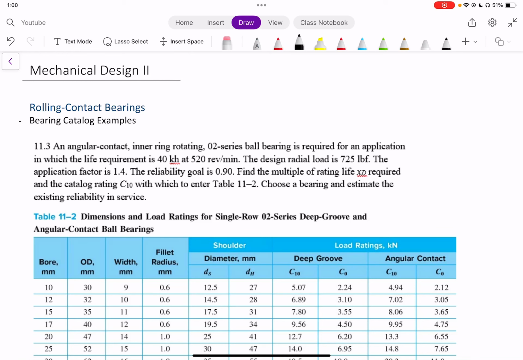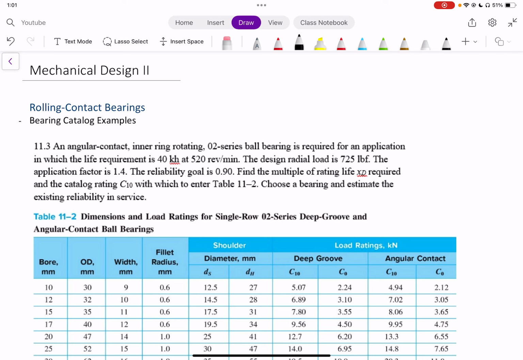Hey everyone, in this video we're going to be talking about rolling contact bearings and specifically looking at examples of finding bearings from a catalog based on desired criteria. This video is part of a lecture series on mechanical design 2. We're going to do a couple of example problems based on the book Shigley's Mechanical Design, and specifically some problems associated with chapter 11.